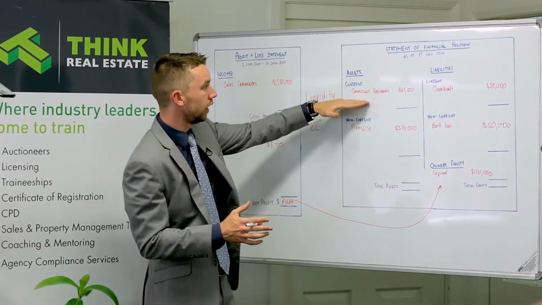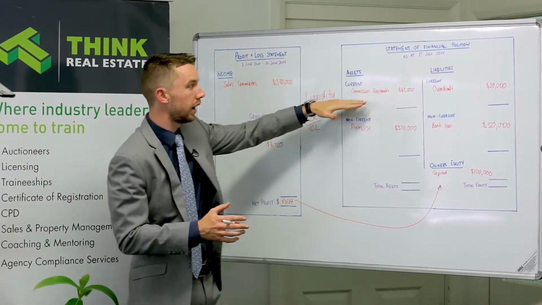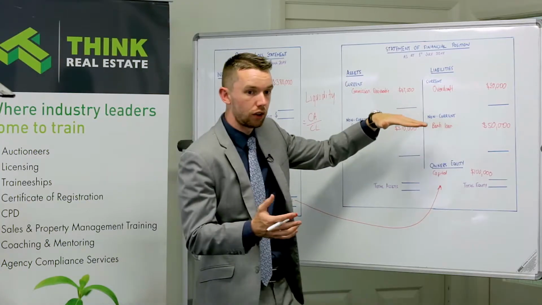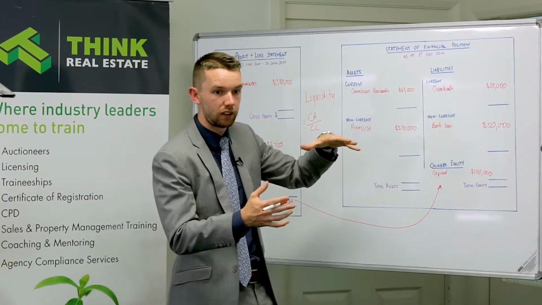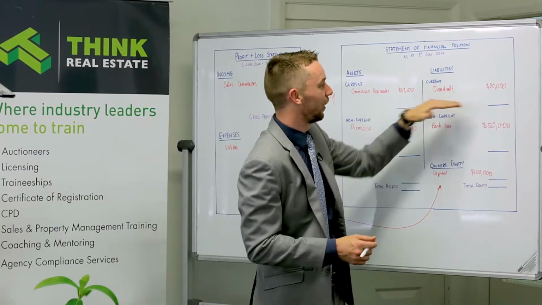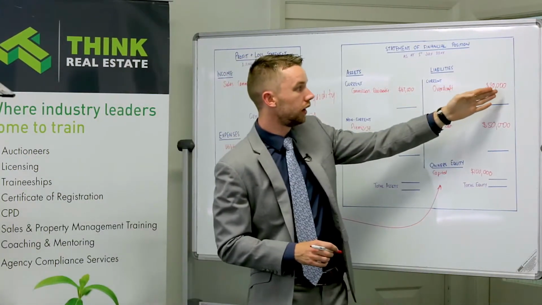In current assets, we have commission receivable, which is what we've got in our account now. We might have cash at bank, and petty cash, although depending how much petty cash you have in a company, it might not necessarily cover your overdraft. But in your current liabilities, you're going to have short-term debts, so your overdraft, for example, of 20,000.